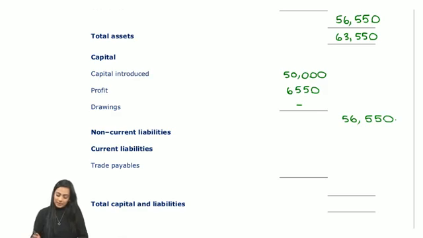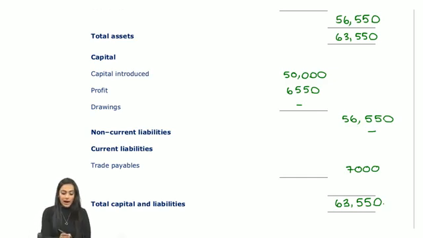Okay. Then non-current liabilities, there weren't any non-current liabilities, but we've got current liabilities, trade payables of 7,000. So if you add down 56,550 add 7,000 is 63,550. And if you notice, ladies and gentlemen, our balance sheet balances. Total assets equal total capital plus the liabilities. And there you have it, George's statement of profit or loss and statement of financial position.